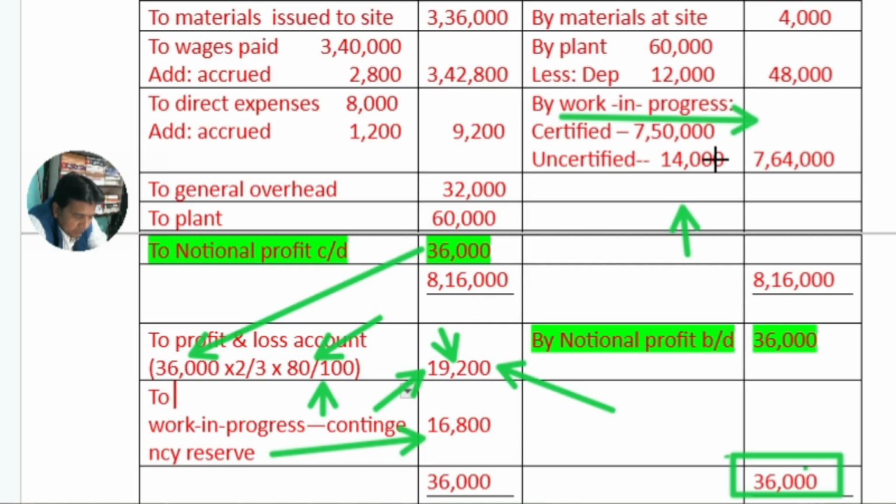When the work completion is 50% or more, then 2/3 of notional profit in the ratio of cash received to work certified is to be transferred to profit and loss account, and the balance amount is to be transferred to contingency reserve, with the assumption that in case any losses arise in the future, they will be adjusted through contingency reserve.